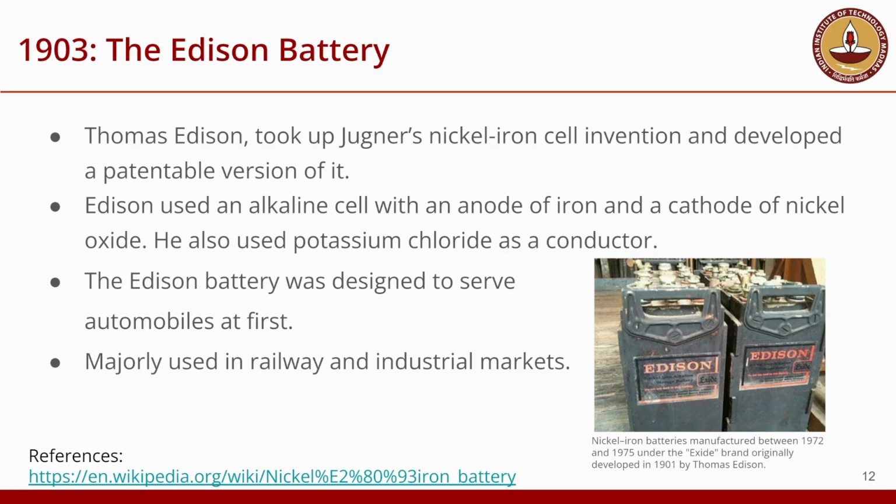This was a very robust battery which was tolerant of abuse like overcharge, over-discharge, and short-circuiting. It had a very long lifespan, even when treated poorly. The Edison battery was first designed to serve automobiles. However, it was majorly used in the railways and industrial markets as it was capable of withstanding overcharging and undercharging periods.